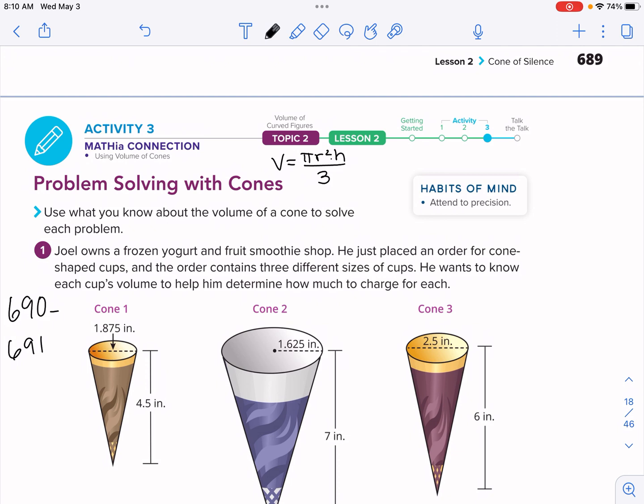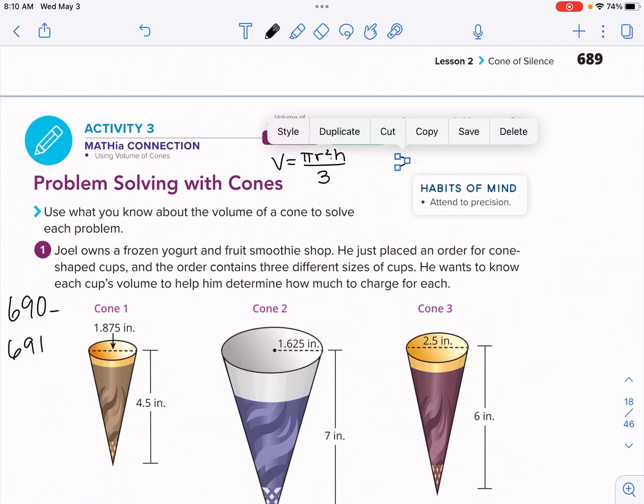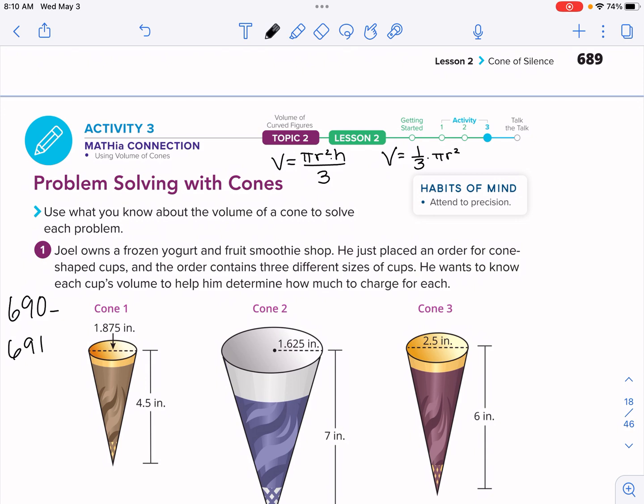So you could write it like this, or we might also see it written like this, where we just have 1/3 at the very beginning. We're multiplying by it, and then it's pi r squared times h. They mean the exact same thing. Dividing by 3 is the same thing as multiplying by 1/3. But let's go through these problems.